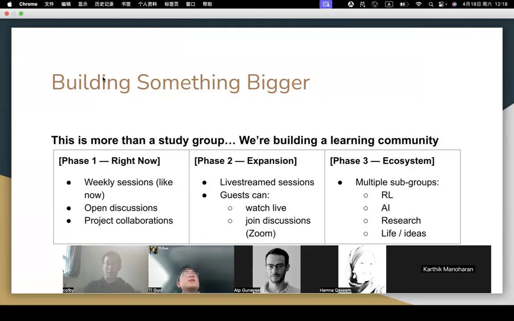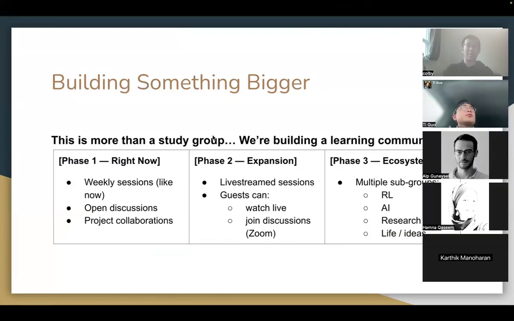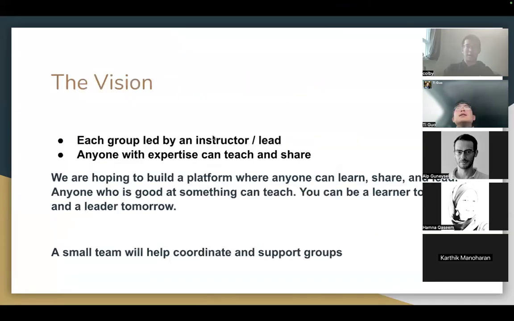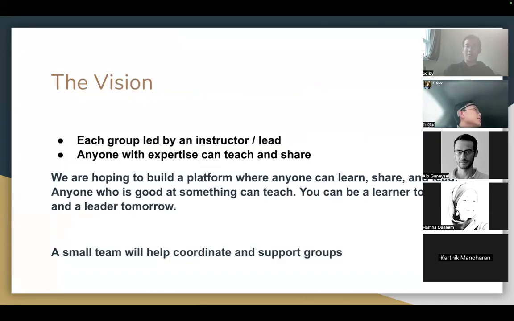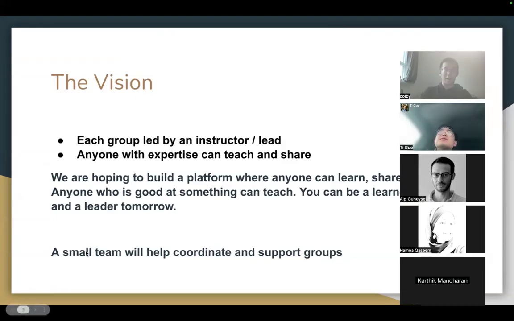And in the final phase, we are hoping to do some sort of an ecosystem. Basically, this is going to consist of multiple subgroups such as RL, AI, research, or anything in life, or any ideas that you might be interested in. In the last phase, each group will be led by an instructor or lead, and anyone with any expertise in any area can teach and share. The goal of this is to have a platform where anyone can learn, share, and also lead. Anyone who is good at something can teach, and you can be a learner today and a leader tomorrow. And a small team will help coordinate and support each subgroup.